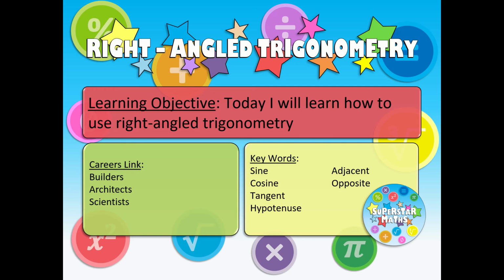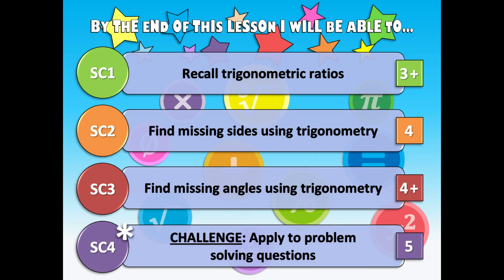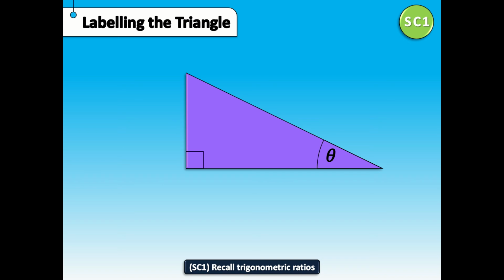Hi guys, welcome back. Today we are going to learn about right-angled trigonometry. We've got 4 success criteria, and the first one is to just recall trigonometric ratios. So first of all, you need to be able to label the triangle correctly.